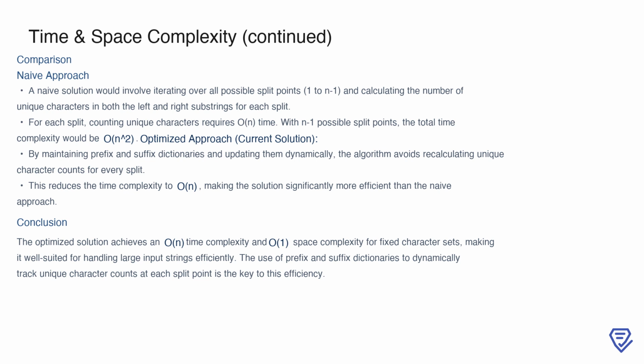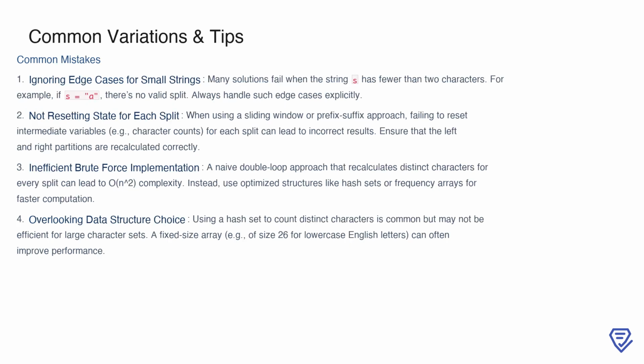The use of dynamic prefix and suffix dictionaries is the key component that ensures this efficiency. When tackling this problem, there are a few common mistakes to watch out for. First, ignoring edge cases for very small strings can lead to incorrect results. For instance, if the string has only one character, there's no valid way to split it. Always ensure your solution explicitly handles such edge cases.